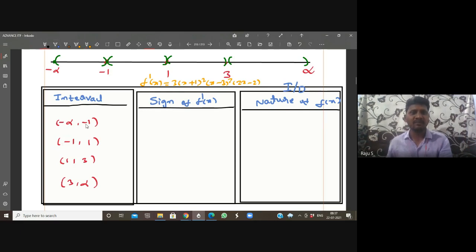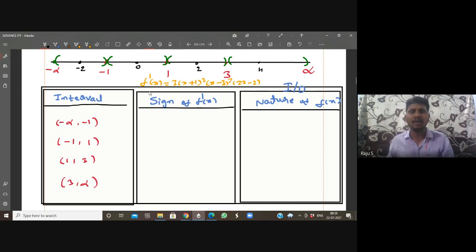See here, minus infinity to minus 1. You can take any value from minus infinity to minus 1. You should not take minus 1, because at minus 1, f dash of x becomes 0. Other than minus 1, other than 1, other than 3, except these 3 values, you can take any value. What is the value we want to take here? Minus infinity to minus 1, shall I take minus 2? Yes. Minus 1 to 1, simply you can take 0. And 1 to 3, you can take 2. Try to take integer values. Even we can take real values also, here you can try 4 or 5 or something.